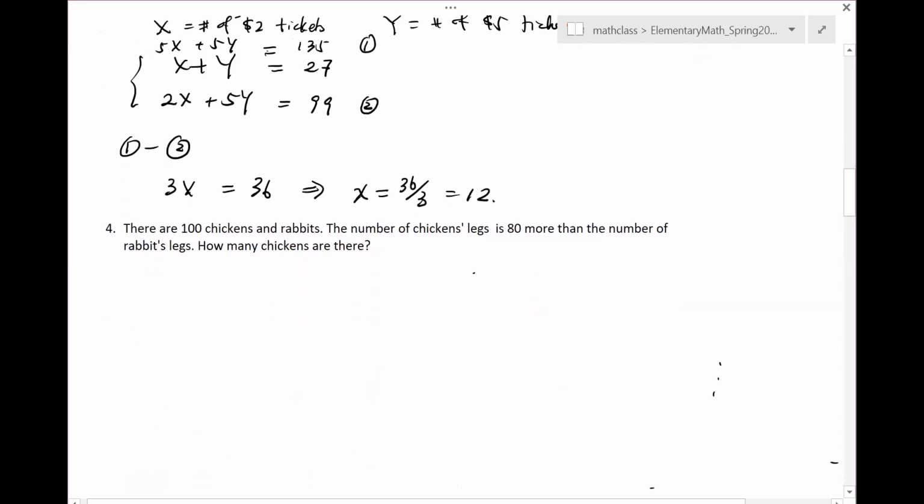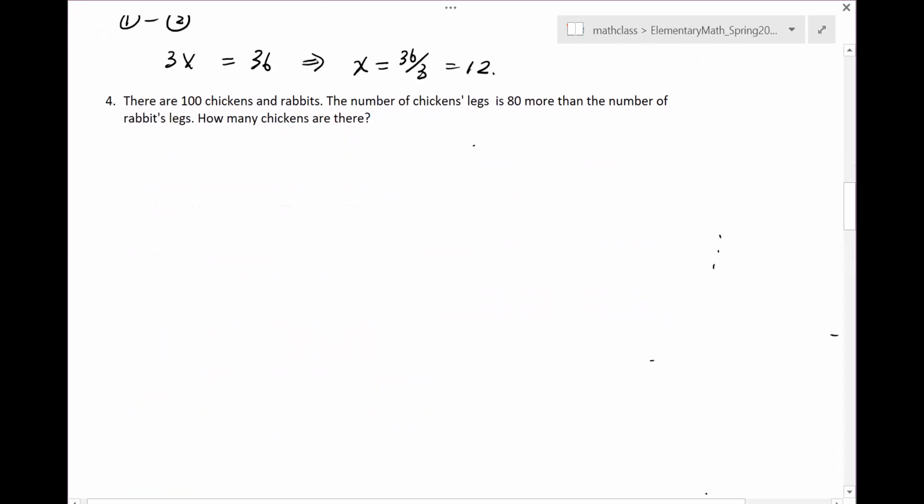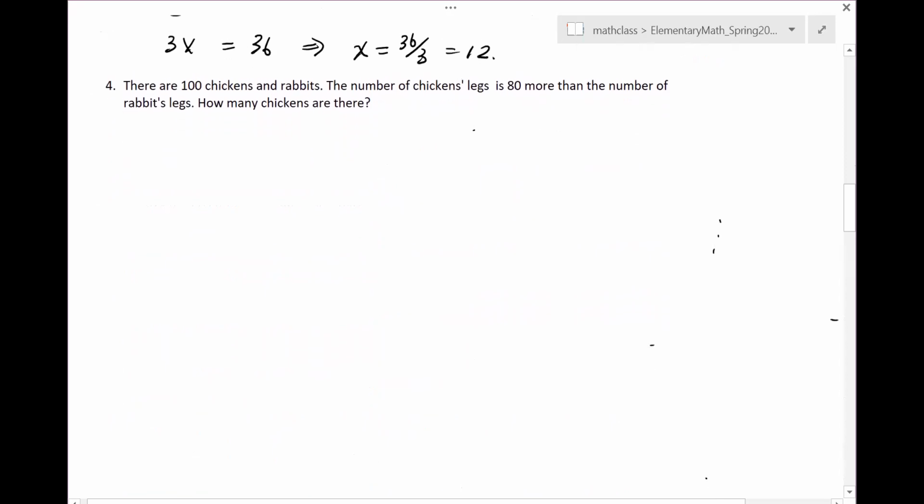Now there'll be a slightly different problem. Still about rabbits and the chicken. Okay. There are 100 chicken and the rabbits. The number of the chicken legs is 80 more than the number of the rabbit's legs. How many chicken are there?